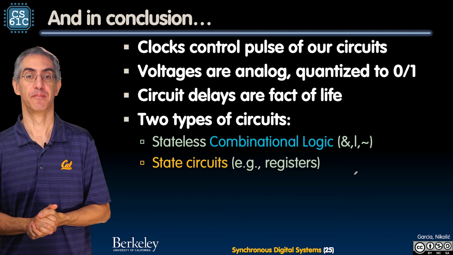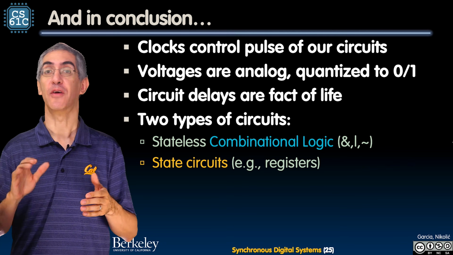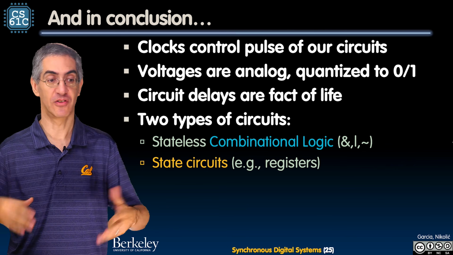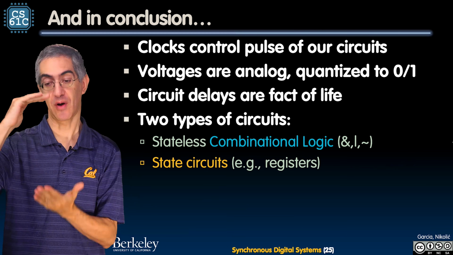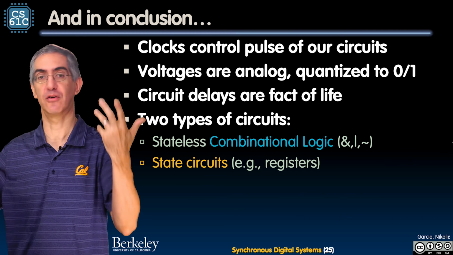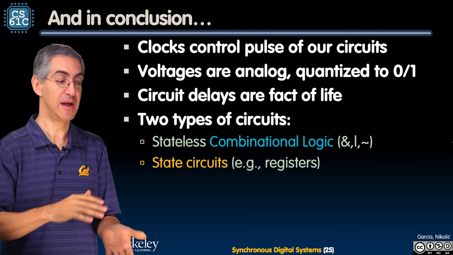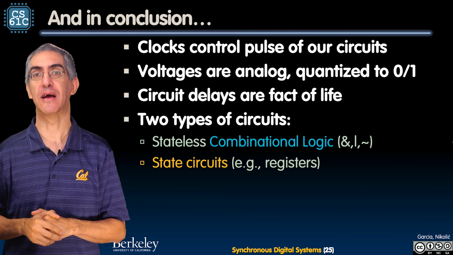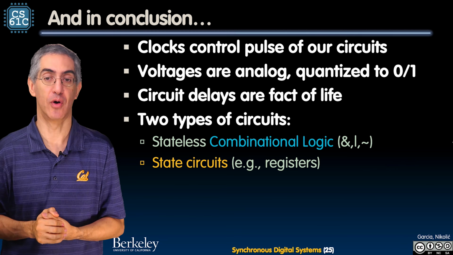In conclusion, clocks are the heartbeat, the pulse of our circuits. Voltages are analog. Voltages are, who knows what they are, but I'm going to quantize them. It's 0 to 3 volts. Next year, it's 0 and 2.5 volts, whatever they build. But I'm going to quantize them to be a 0 and 1 and think of them in a kind of soft, abstract way as a 0 and 1 from now on.